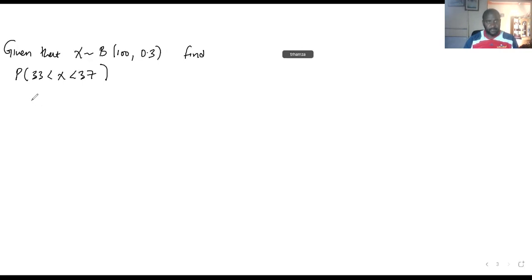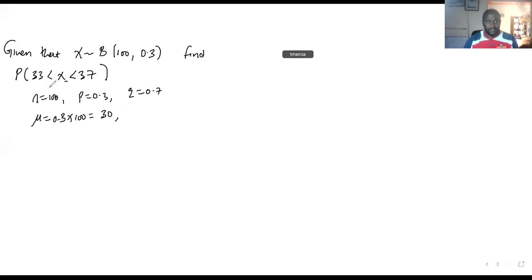So in this case, you know n is 100. You know p is 0.3. You can get q as 0.7. Then you can get the mean as 0.3 times 100, which is 30.